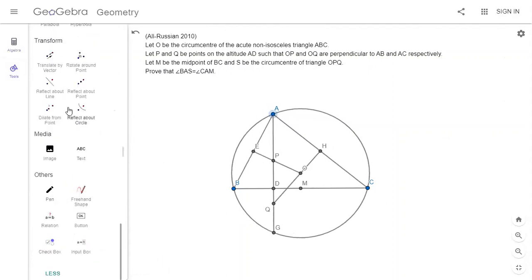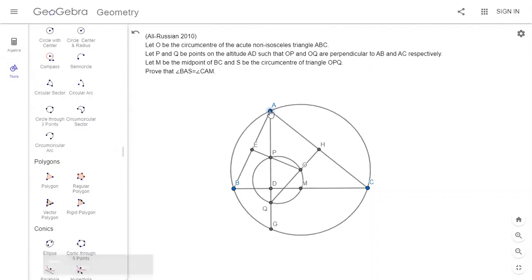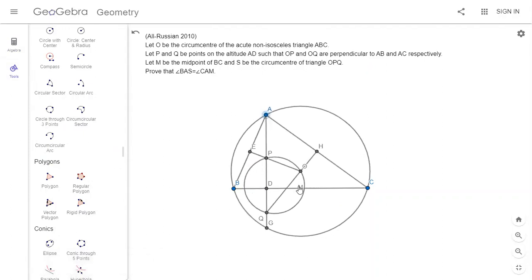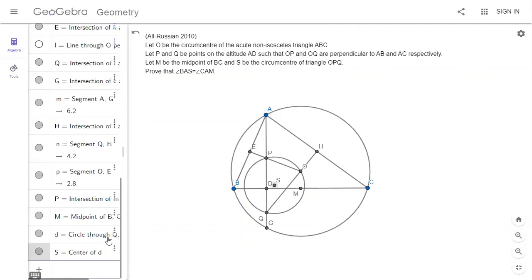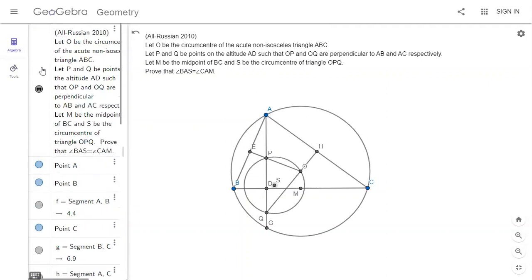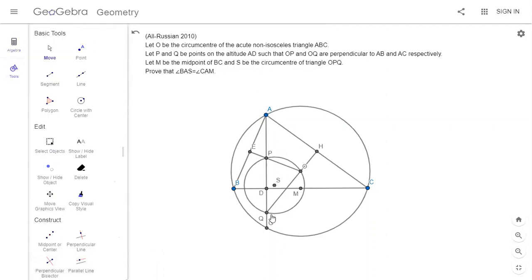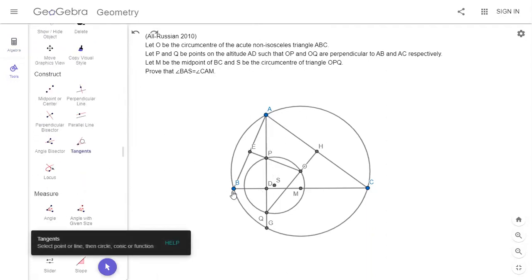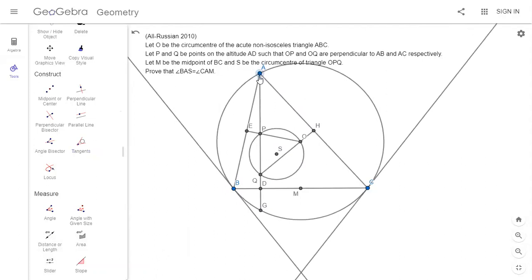Interesting. Okay, so that almost makes it look like M lies on the circle, which is not true. We want to show that angle BAS is angle CAM. So we want to show S lies on the median. Kind of looks familiar a little bit. I guess we might as well draw the tangents, right? Because we want to show S lies on the median. Maybe it's worth drawing these. Okay, that also works.